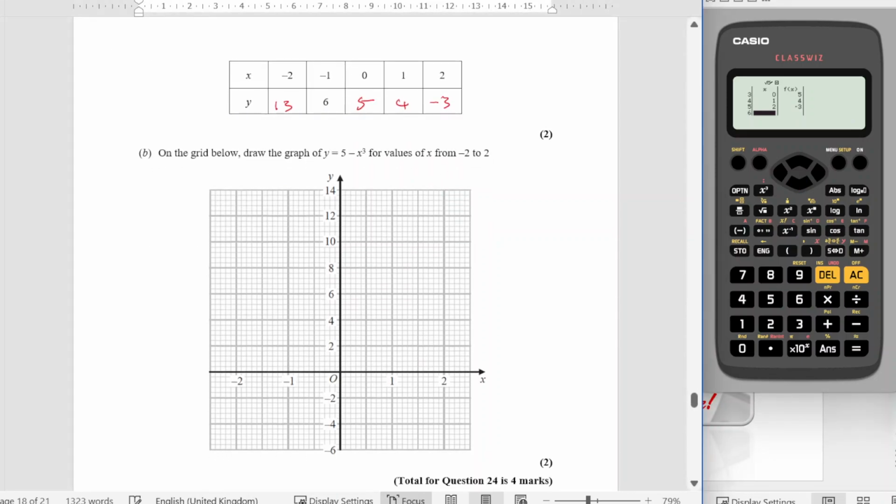So if I then plot those points, minus 2, 13 is going to be there. Minus 1 and 6 would be there. 0 and 5 would be there. 1 and 4 would be there. And then 2 and minus 3 would be there. So joining those up with a smoothish curve. That's not a very smooth curve. So we're looking at a cubic wave there.